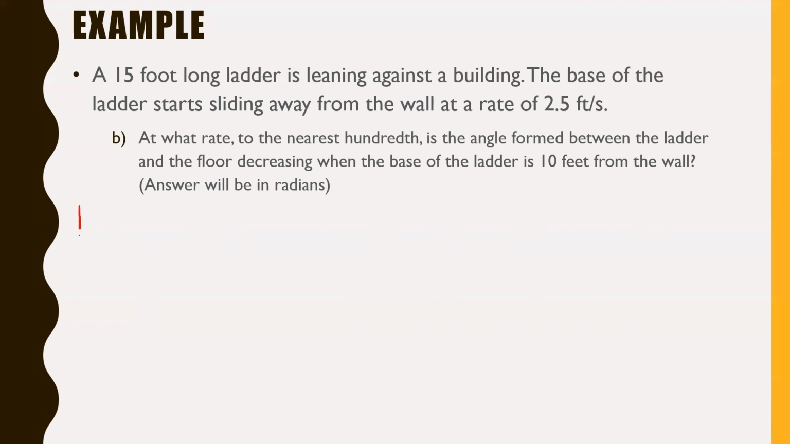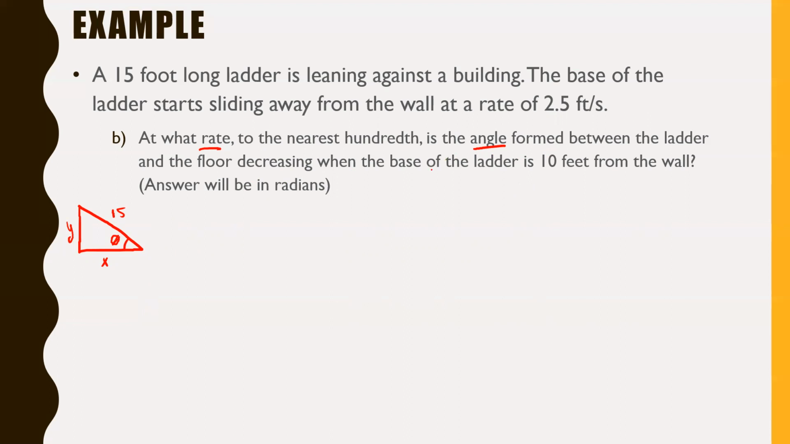What I want to do, just to draw a real quick picture again, we know that our hypotenuse is 15. We know this is our x. We know this is our y. We know the rates of change. What we're looking for is the rate of change of our angle. So our angle between the ladder and the floor, that would be this one down here. I'll call it theta, right there. We want to find what the rate of change of that is.